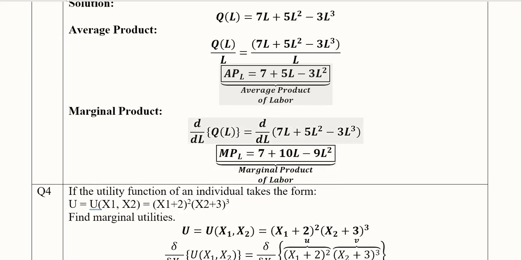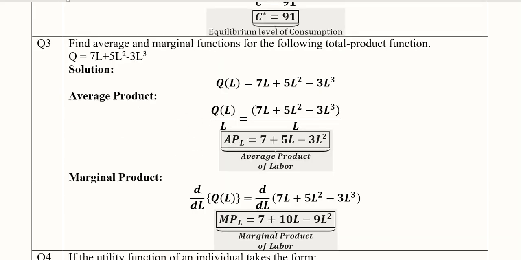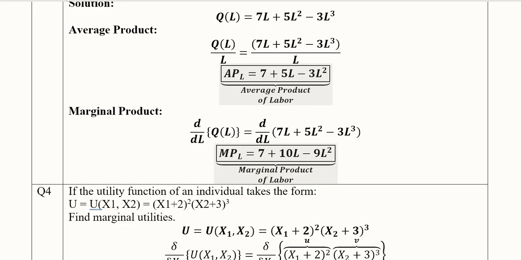Then we have the marginal product of labor, and that can also be done simply by taking the derivative with respect to labor, which is the independent variable, on both sides, and we will get the marginal product of labor. So in this way we can find these two variants of the total product function.